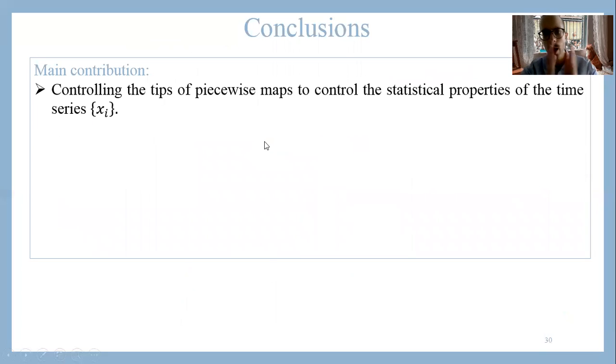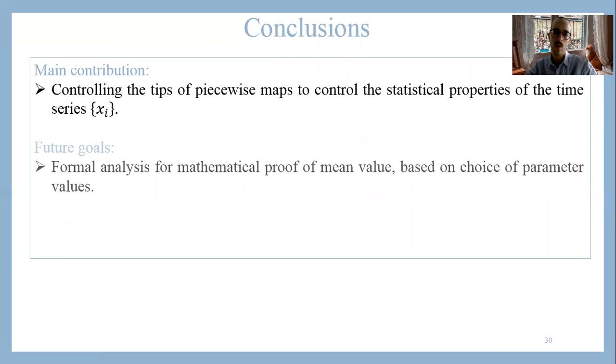So as a conclusion, our main contribution here is that we're trying to construct chaotic maps, piecewise chaotic maps, where we can actually control their statistical properties for the time series by appropriately changing the control parameters. So this seems to work very well. But as a future goal, although our analysis here is numerical, we also want to go one step further and actually try to provide mathematical proofs about how we can control the parameters of the map to affect the mean value. And this is a very important result that we are trying to achieve.